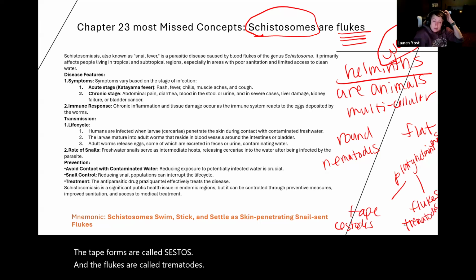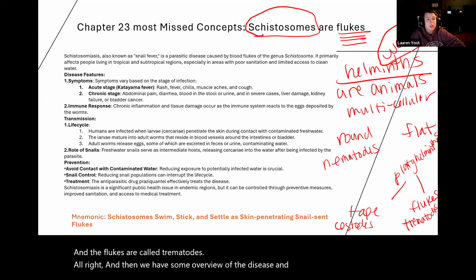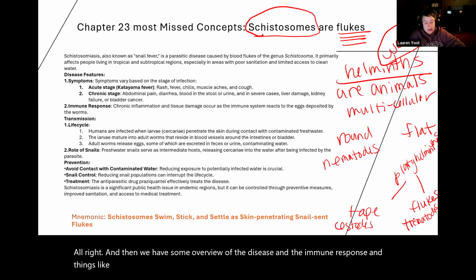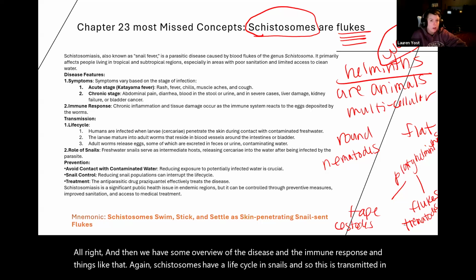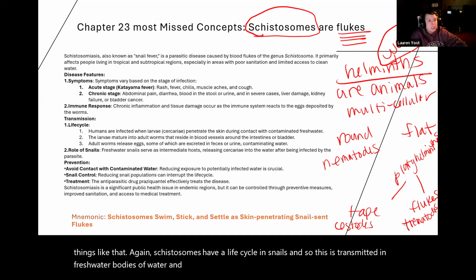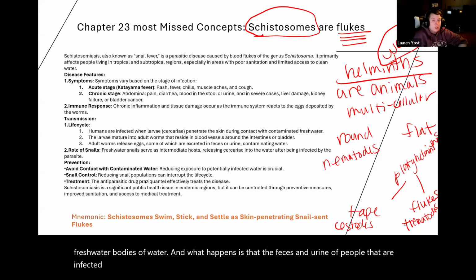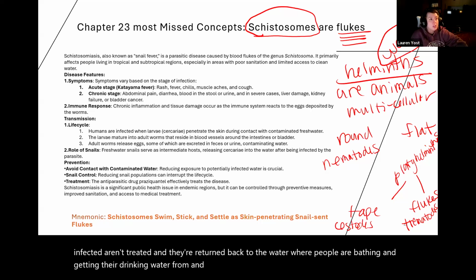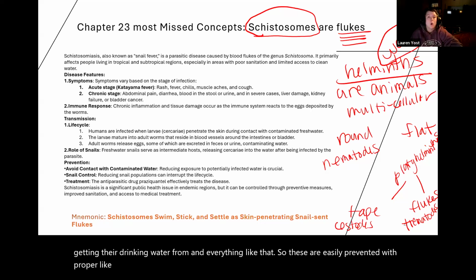All right. And then we have some overview of the disease and the immune response and things like that. Again, schistosomes have a life cycle in snails, and so this is transmitted in freshwater bodies of water. What happens is that the feces and urine of people that are infected aren't treated and they're returned back to the water where people are bathing and getting their drinking water from. So these are easily prevented with proper sewage treatment and water treatment.